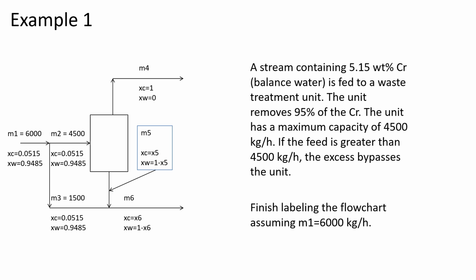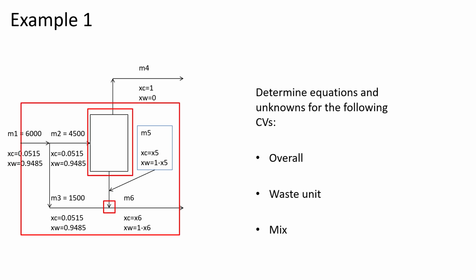Let's talk about what control volumes we could use in order to solve for the unknowns here. There are 3 control volumes that we can consider. An overall control volume, the large red square that you see, a control volume around the waste unit, the medium-sized red square that you see, and finally a control volume around the mixing point, which is the smallest red square that you see. At this point, I'd like for you to determine the number of equations and unknowns associated with each of the control volumes.